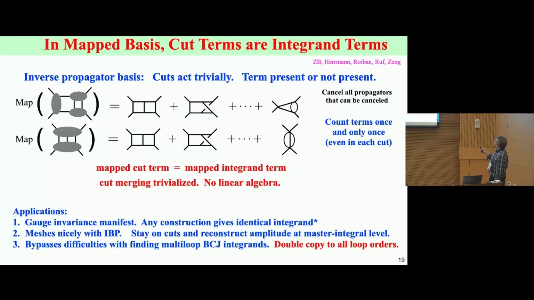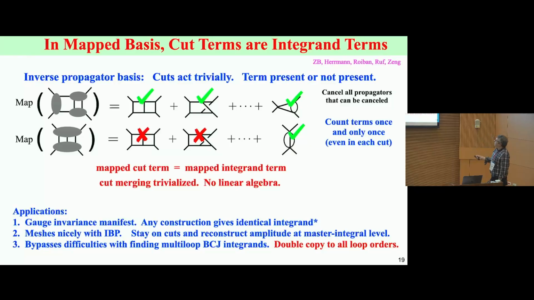Cut terms are integrand terms. So there's a one-to-one correspondence between any term you find in the cut. So these are on-shell, and you're interested in off-shell answers, right? So the way it works is pretty simple.